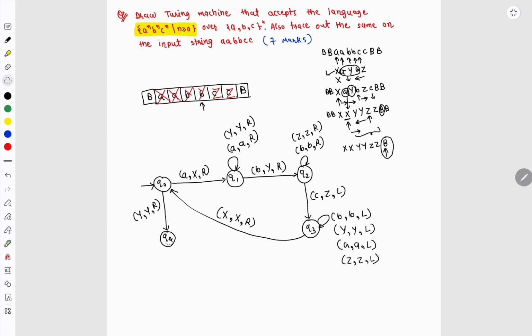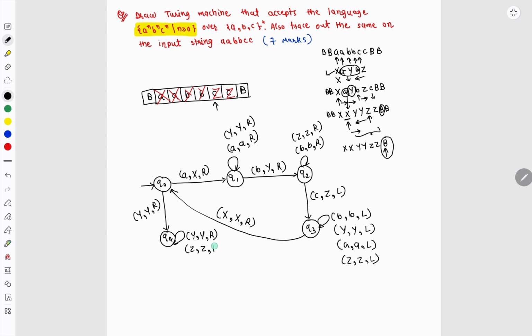Now we need to stay in the same state. So we will write here: Q4 state, capital Y occurred, keep capital Y as it is and move towards the right hand side. Until we get the blank space, that means capital B, we need to move towards the right hand side. That's why we are keeping capital Y and capital X as it is and moving towards the right hand side. Now the read write head will be at capital Z and we need to stay in that state only.